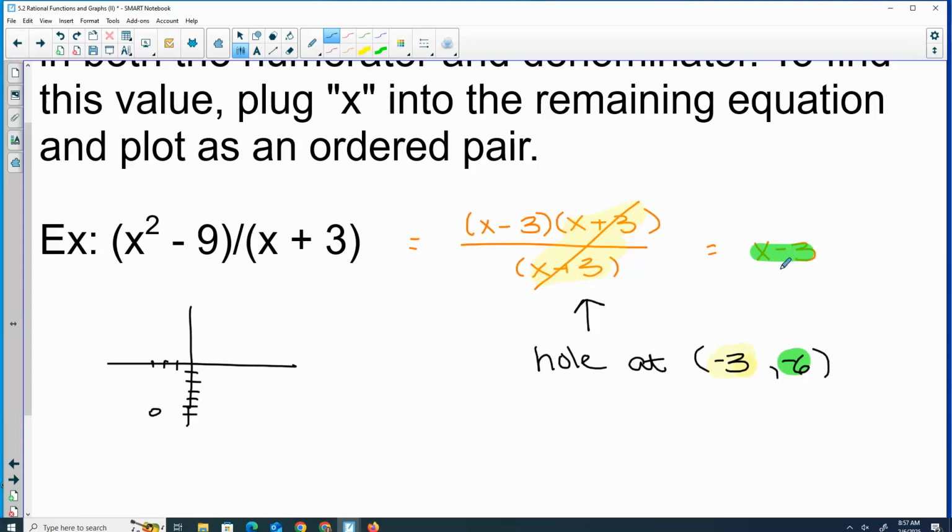And then to finish the graph, you would just graph what's left, x minus 3. This one is just a line, y-intercept of negative 3, slope of 1. So the final graph looks like this. Your graphing calculator will not show you the holes. It automatically reduces your equation before graphing, so you have to be able to find those by hand.